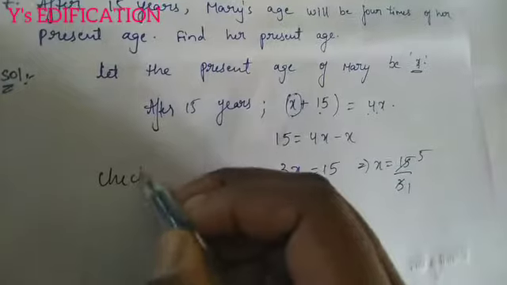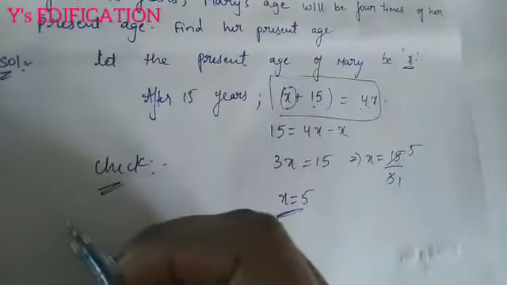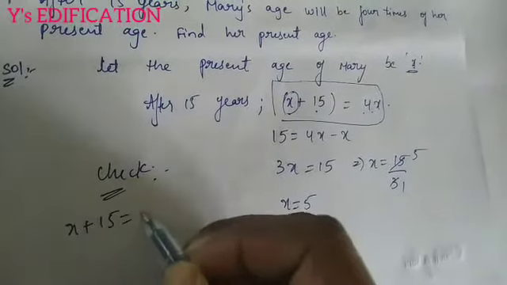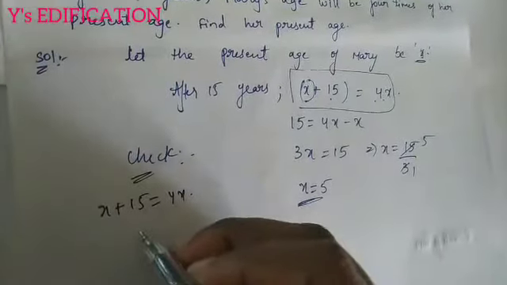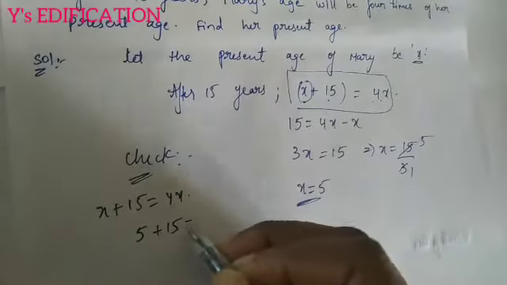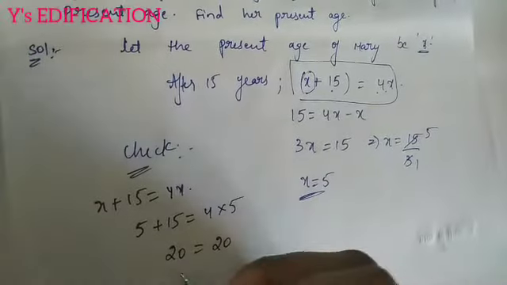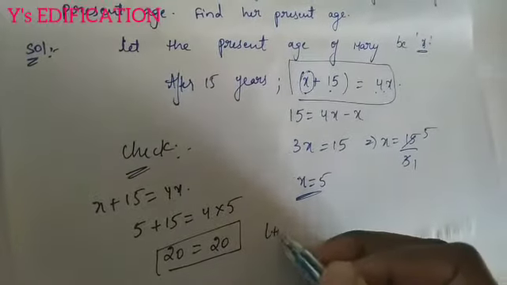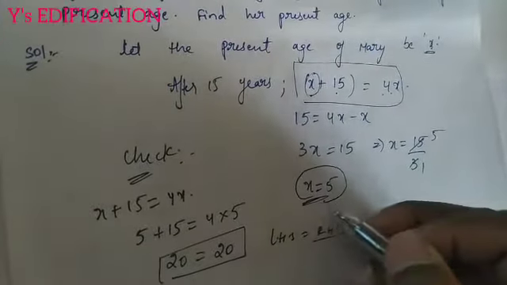Let us check whether it is correct or not. According to the question, we derived this equation: x plus 15 is equal to 4x. Substitute 5 for x. 5 plus 15 is equal to 4 into 5. 5 plus 15 is 20. 4 into 5 is also 20. Here LHS and RHS are equal. So the answer we got is correct. So the present age of Mary is 5.